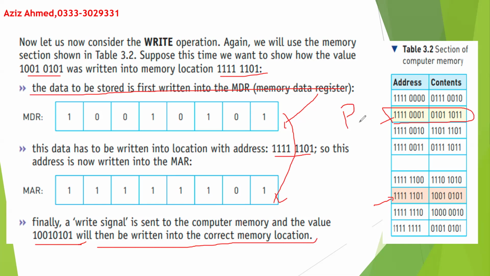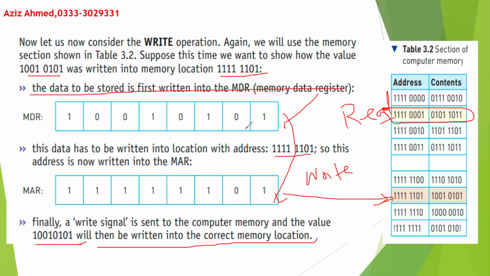Here, the read operation was performed, and then here, the write operation is done. Okay. But shouldn't the signal come to MAR first, then MDR? No, MDR holds the data which has to be written in memory.